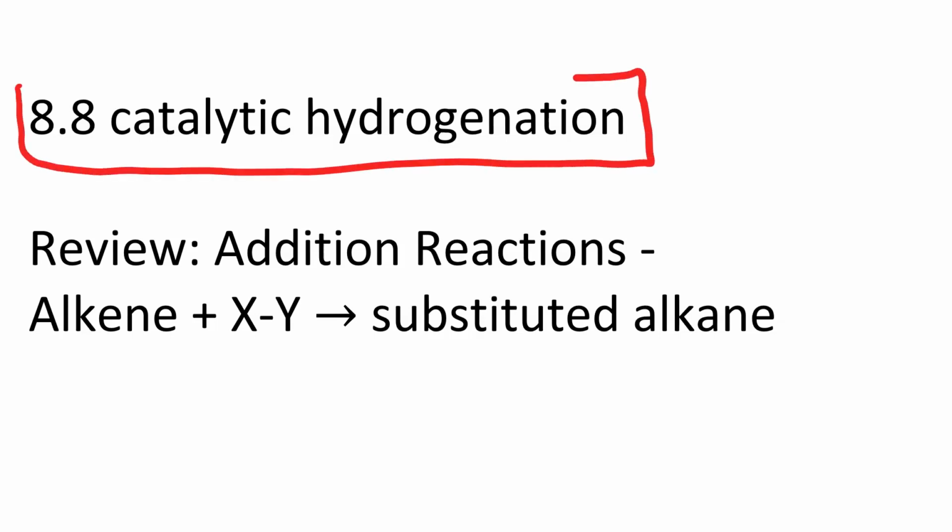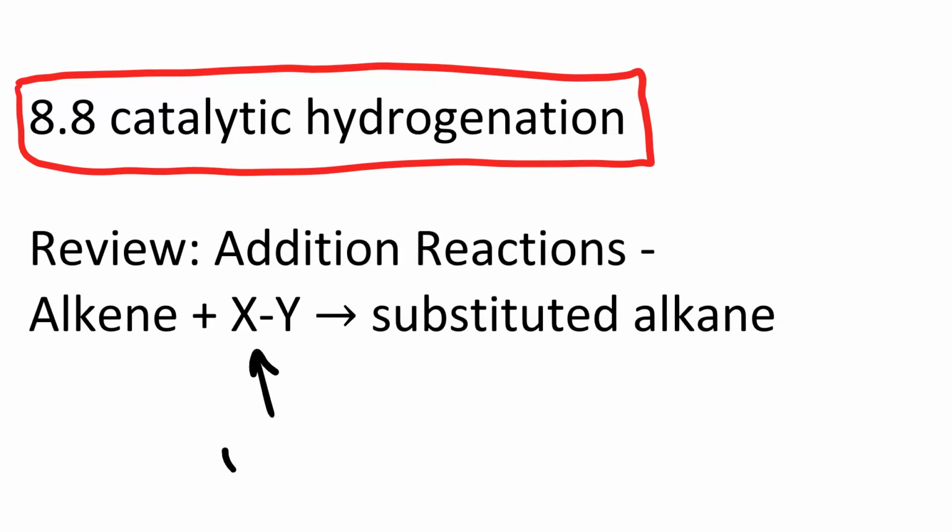Catalytic hydrogenation. This is a form of addition reaction. Just to review really quickly, an alkene has a double bond. It reacts with some sort of reagent that has two components, an X and a Y, and you end up with the substituted alkane.